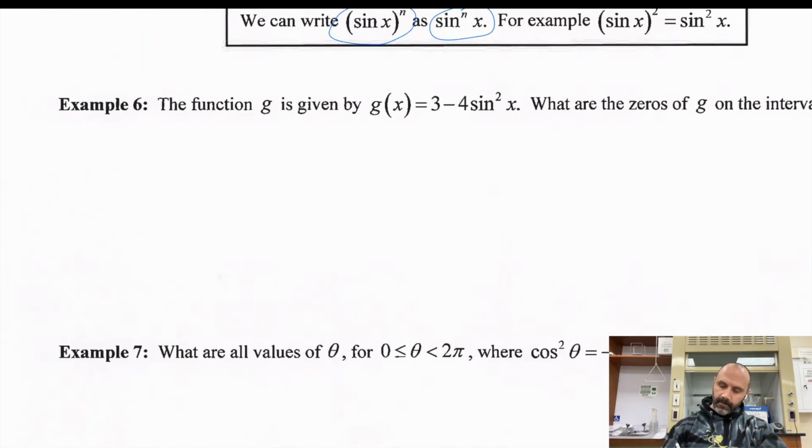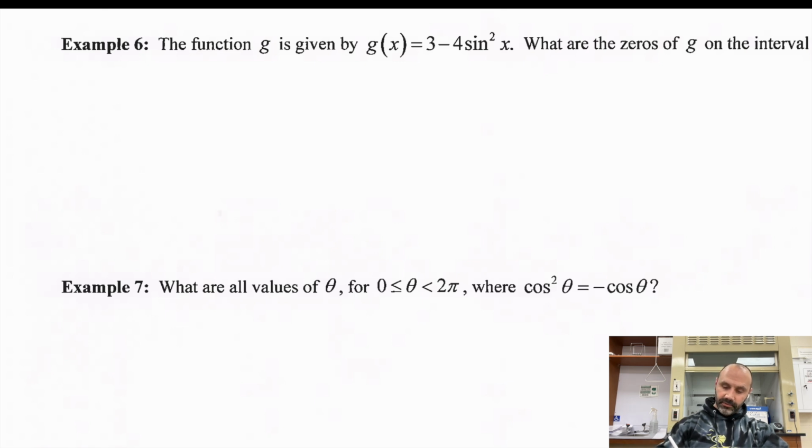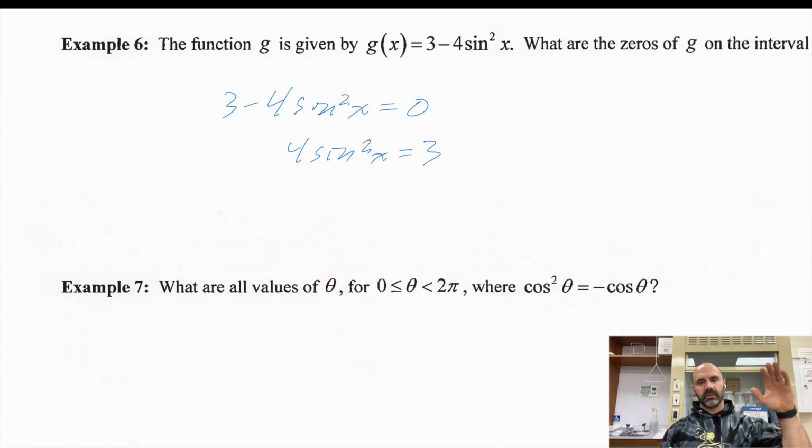And then we continue. So in example 6, I want to find the zeros of this function. So I write 3 minus 4 sine squared of x equals 0. I'll subtract 3 to the other side and multiply by -1. I'll do that in one step. So 4 sine squared of x equals 3. Now I could take the square root of both sides because I've got the 4 there. That would just turn into 2 sine x equals square root of 3. But what I'm going to do instead is move the 4 over. So I get sine squared of x equals 3 over 4.